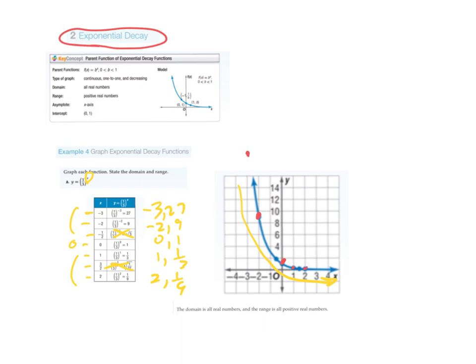So you can see going left to right, the graph goes down if you connect those dots. That's called decay. All it is, is graphing points by putting in whatever numbers you want for x values, picking some negatives, some positives, and zero, and seeing what you get.